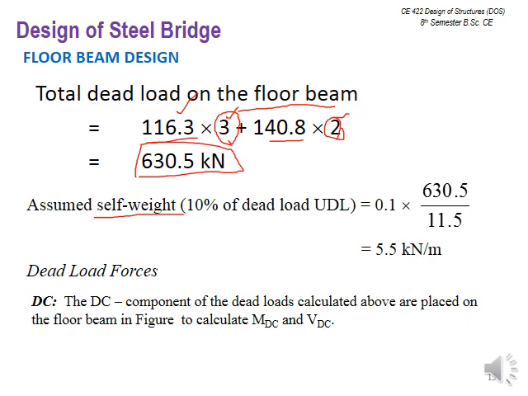Including in this dead load, you have to assume the self weight. Generally we are considering it as 10% of the dead load of the UDL. So it comes out to be 5.5 kilonewton per meter. So keep this self weight also with you.